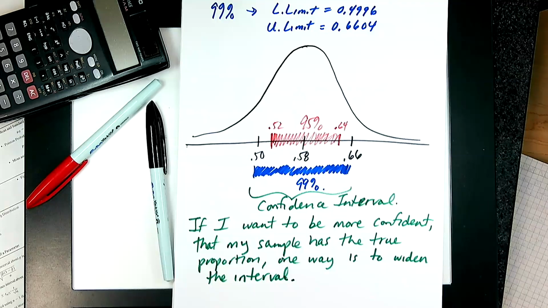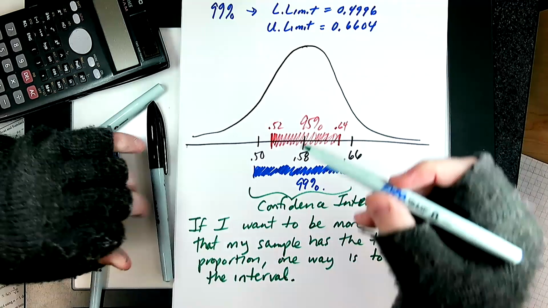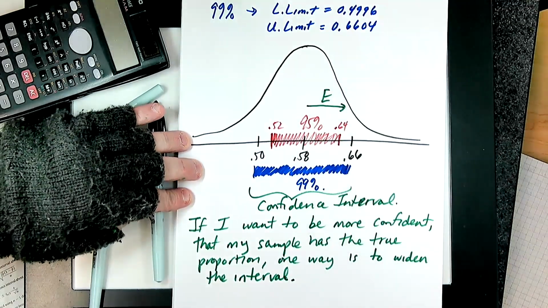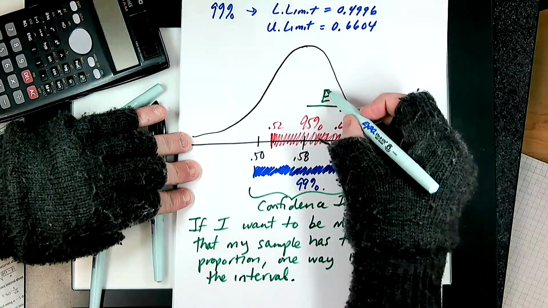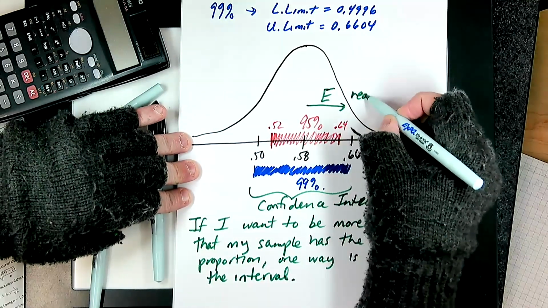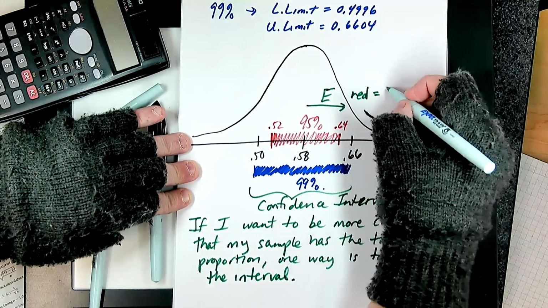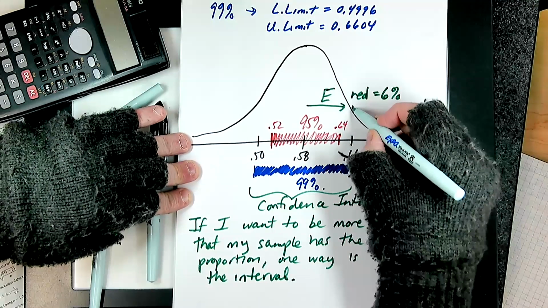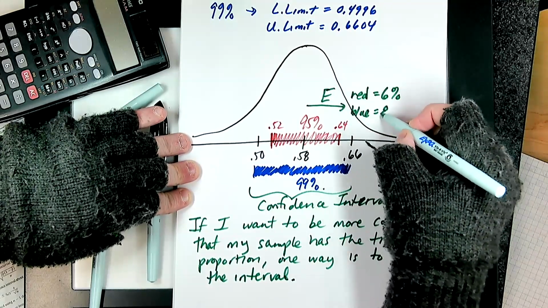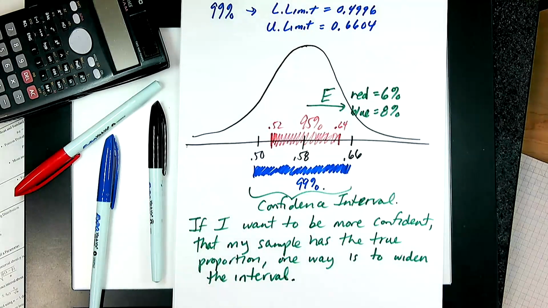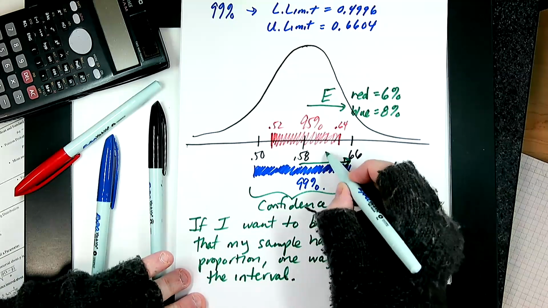And remember when I was using the 1% earlier for our COVID thing? My E on these pictures is this distance right here. So E is the percentage distance right here. For the red, 0.58 to 0.64 is 6%. For the blue, it's 8%. So that's my E down there for blue.